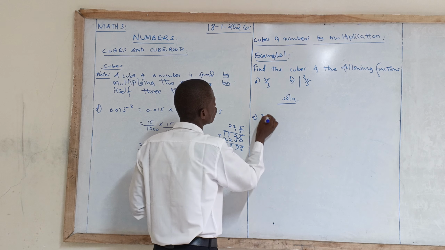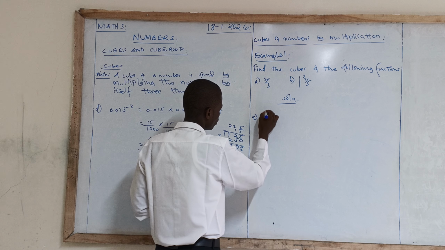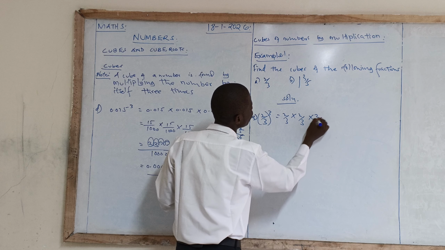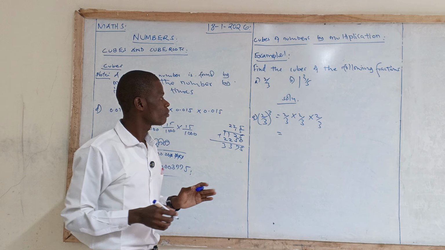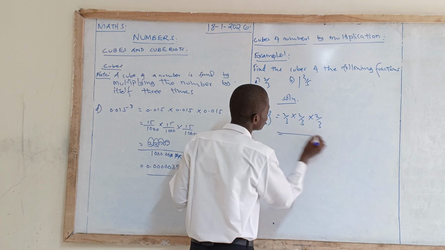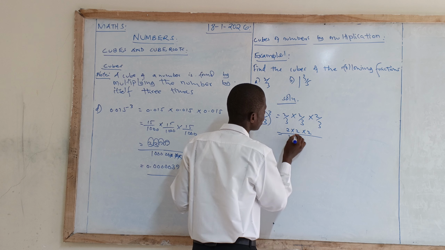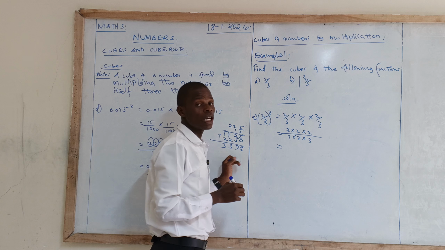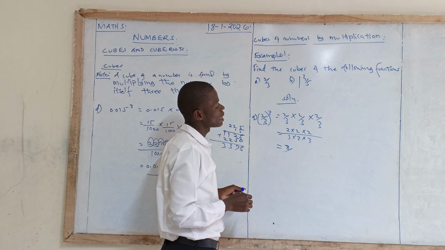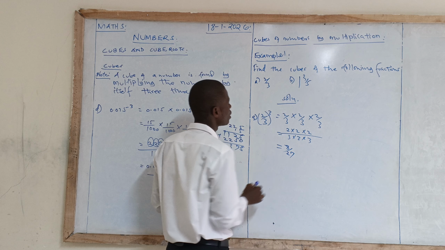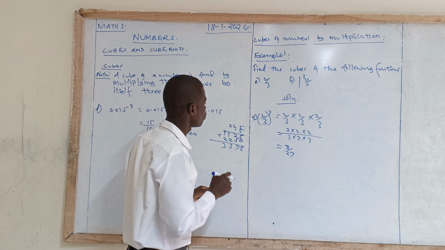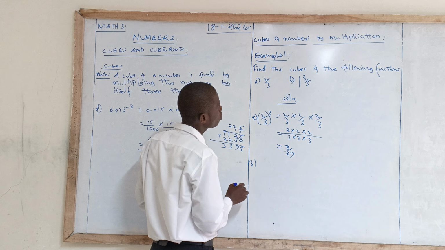So A, we have 2/3. Everything is cubed. This is now 2/3 times 2/3 times 2/3. For multiplication of fractions, we multiply numerators, then multiply denominators. So this is the same as 2 times 2 times 2 over 3 times 3 times 3. 2 times 2 is 4, times 2 is 8. 3 times 3 is 9, times 3 is 27. That's the cube. So the cube of 2/3 is 8/27. It is very, very important that you know that.